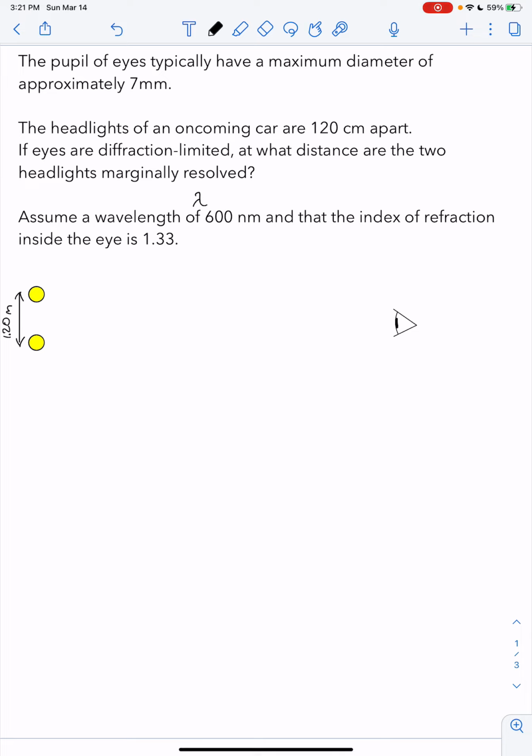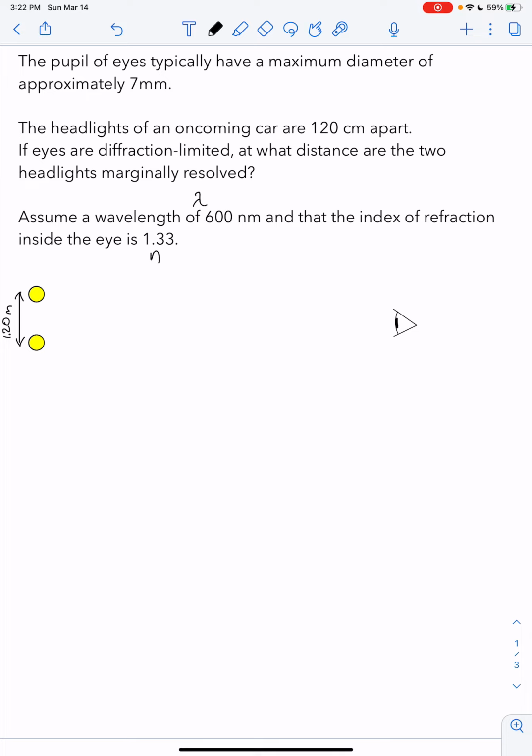Now, the other subtlety here is that we're talking about imaging going on inside a medium, inside the eye. And so that means that we need to think about the fact that that's going to be similar to water, actually. So we're given an n value here of 1.33, which is basically saying it's like water.